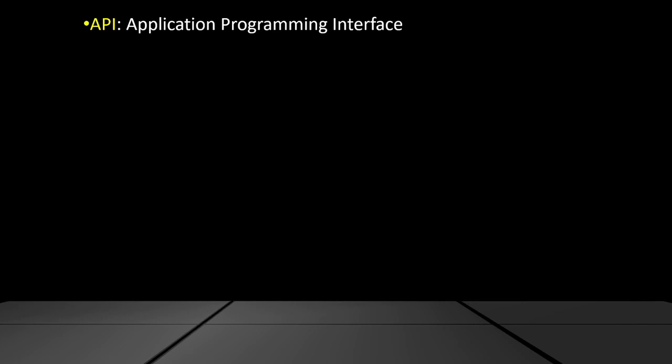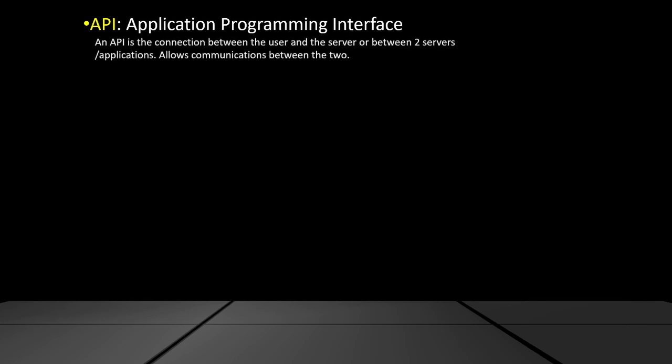We're going to talk a little bit about some definitions. What is an application programming interface? What are all the parts that actually get used inside it? So, an application programming interface is the connection between the user and the server, or between two servers or applications. And it allows us to have communication between two different applications or two different servers.